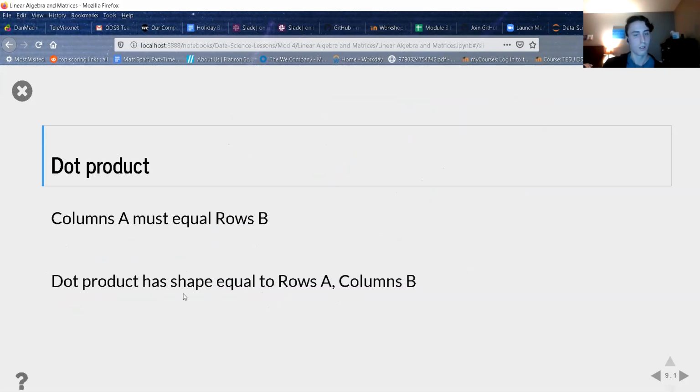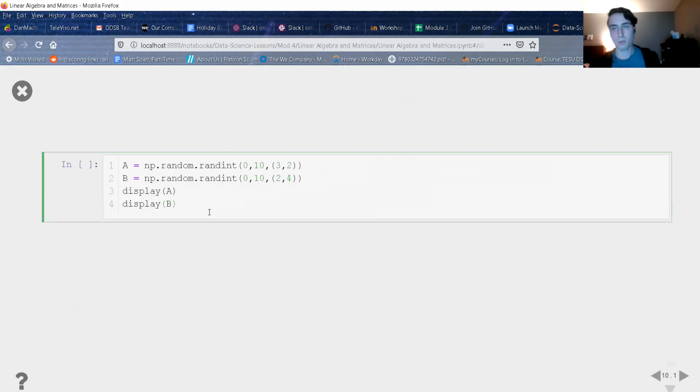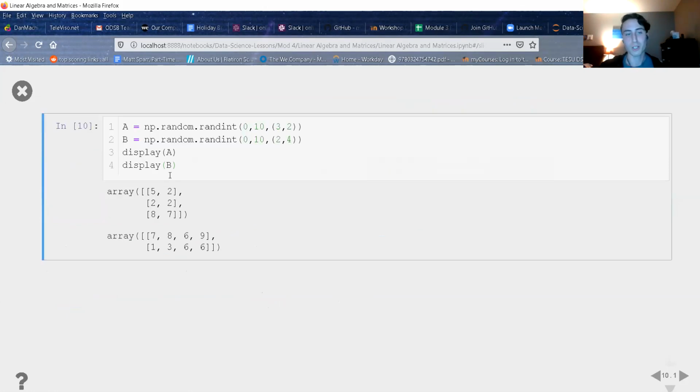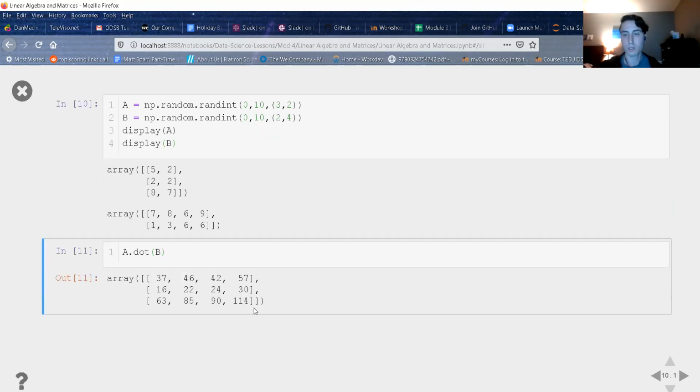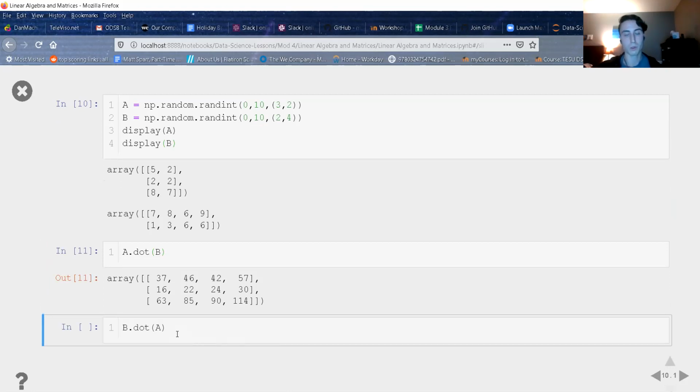All right. And yeah, the final product has shape equal to the rows of A and the columns of B. So to do this in Python, which you'll probably almost always do, since you won't do this on paper too much, we can create two matrices here. The first one is a 3 by 2. The second is a 2 by 4. So they can be dot product. And all you do is A dot B. And we get this result here. Now just to prove a point, the order matters. We can do the opposite, B dot A.